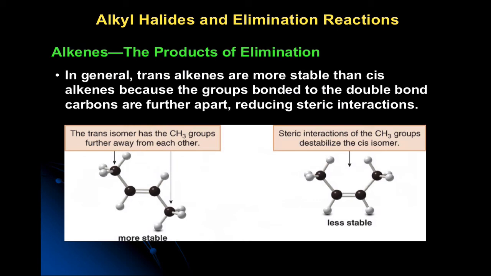Okay? These have different stabilities. The cis is less stable than the trans. Okay? Because we're reducing these so-called steric interactions by having these methyl groups as far apart as possible. They're not occupying the same space.